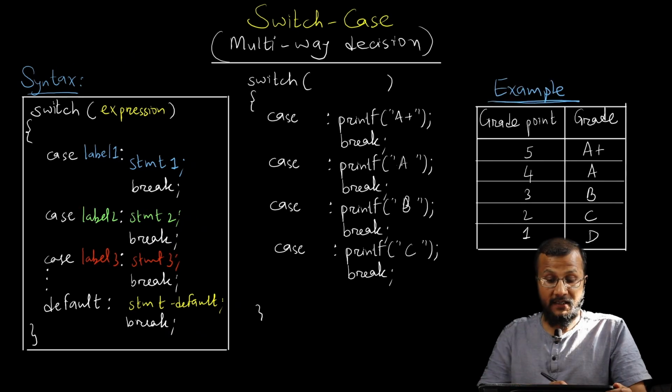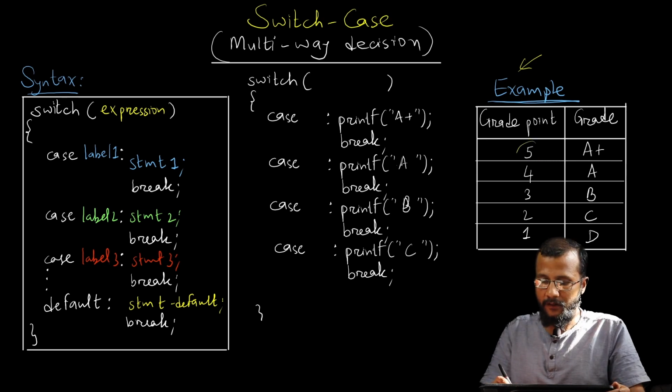Now let's try to understand this in more detail by taking this example, wherein you are supposed to find the grade obtained by the student if you are given the grade point as an input. So grade point is the input, grade must be the output. If grade point is 5, the grade is A plus. If grade point is 4, the grade is A. If grade point is 3, the grade is B. If grade point is 2, the grade is C. And if the grade point is 1, grade is D.